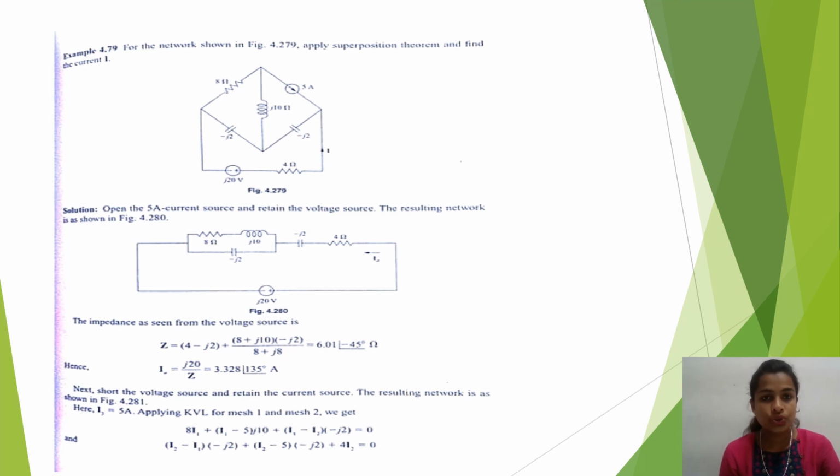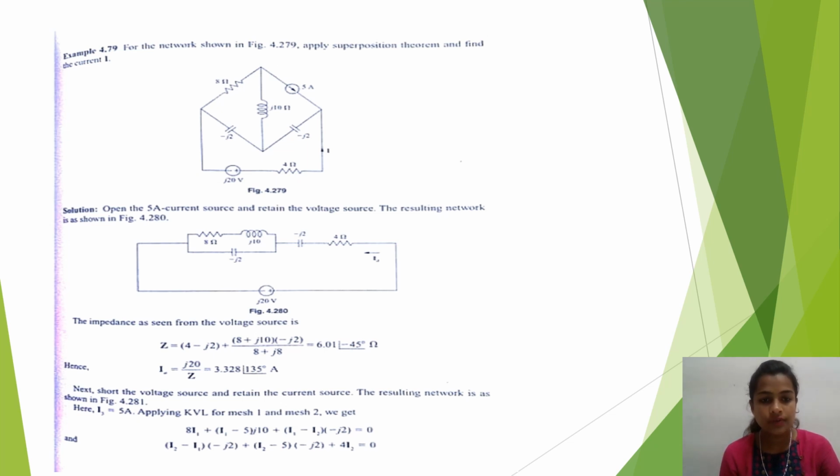The next question is based on the superposition theorem. For the network shown in the figure, apply the superposition theorem and find the current I. The circuit contains resistors and a voltage supply. Open the 5 ampere current source and retain the voltage source. The resulting network is as shown.